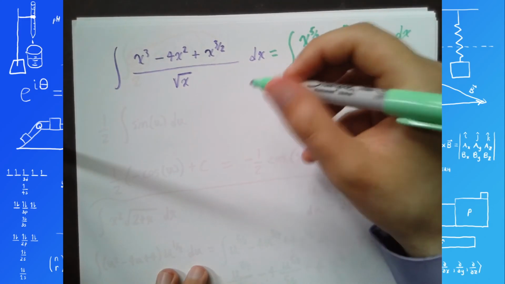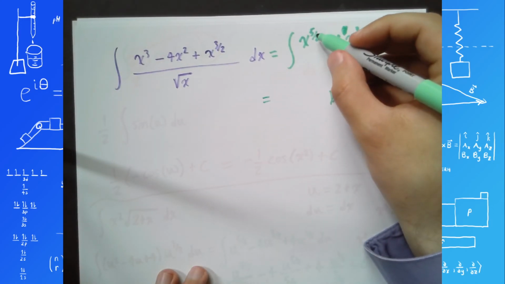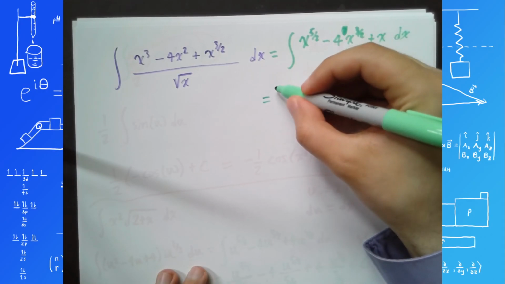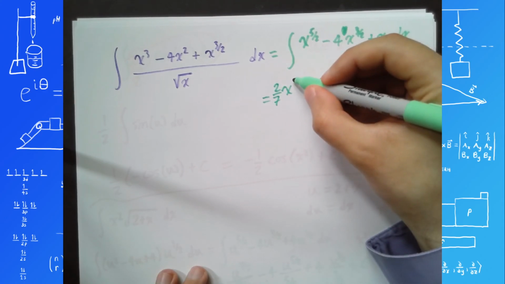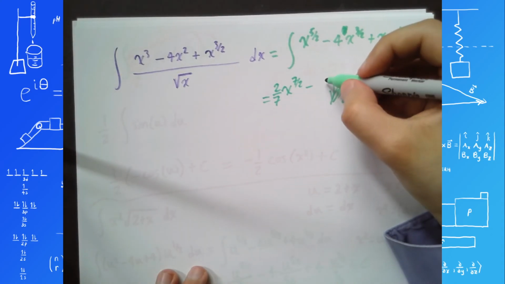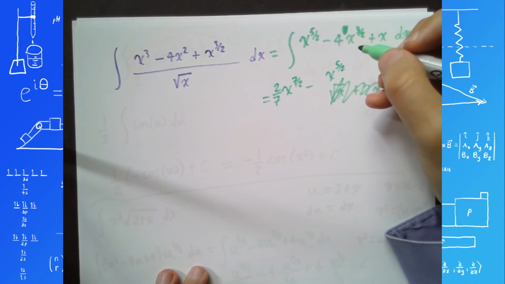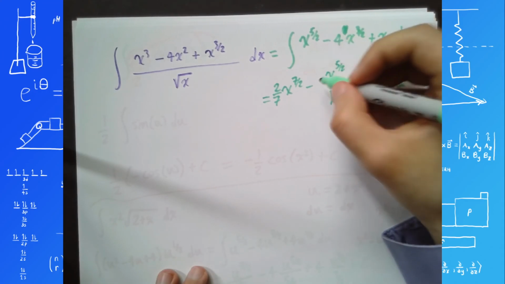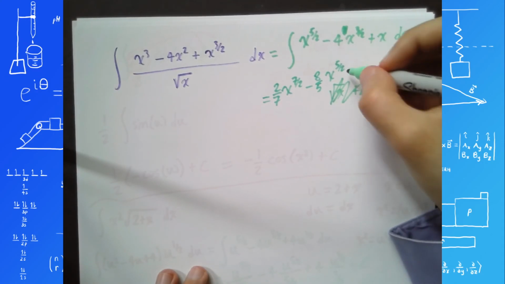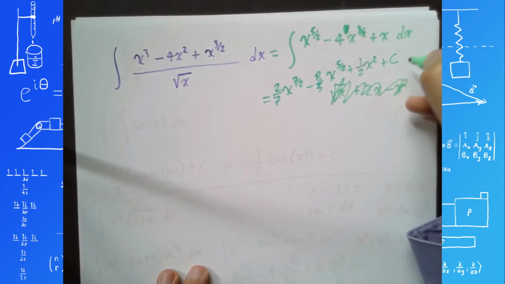And now you can just integrate normally using the power rule. So what do we get? We get x to the 7/2 over 7/2, in other words, times 2/7, minus 4 times x to the 5/2 over 5/2, so that's times 2/5. 4 times 2/5 is 8/5, and then plus, that's just going to be 1/2 x squared plus c.